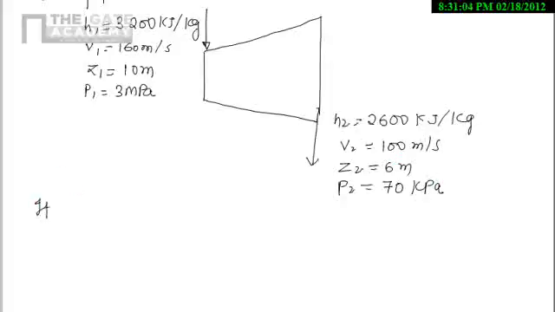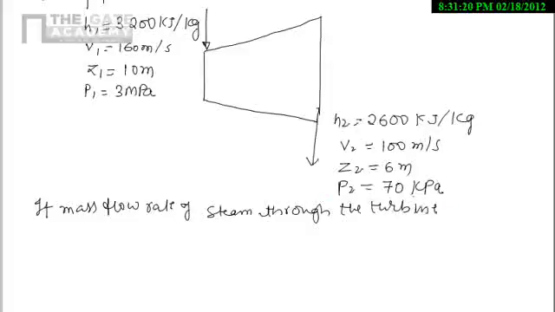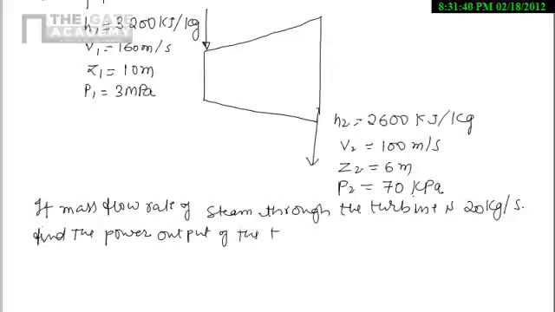In that problem, if the mass flow rate of steam through the turbine is 20 kilogram per second, then find the power output of the turbine. That is the first part of the problem.